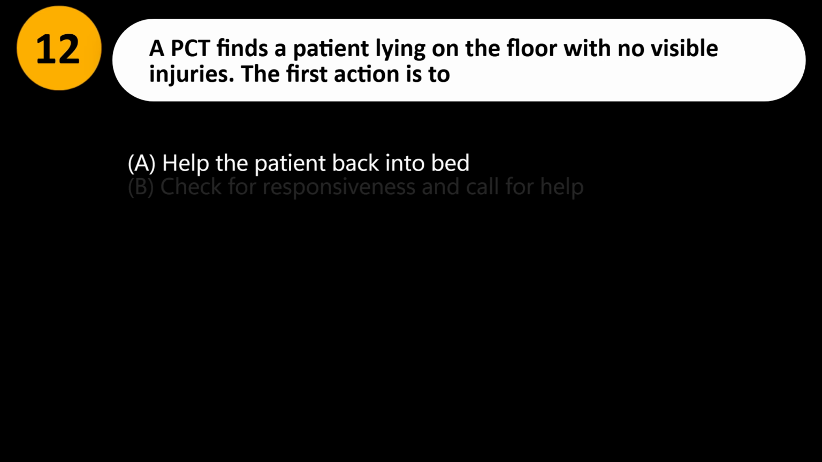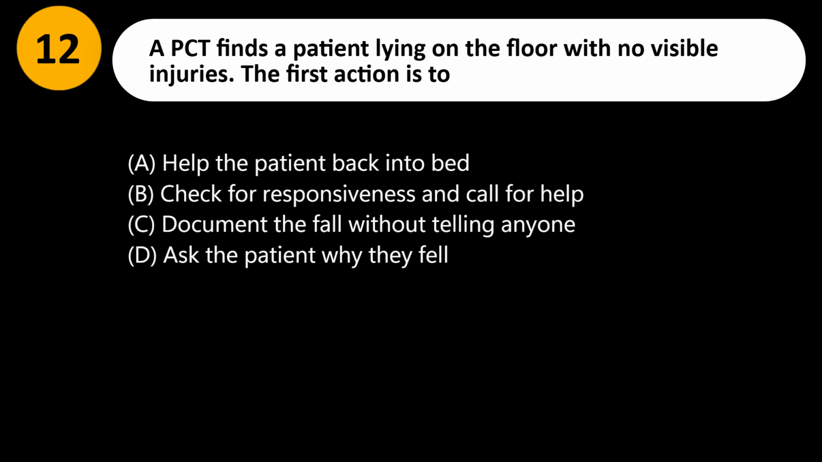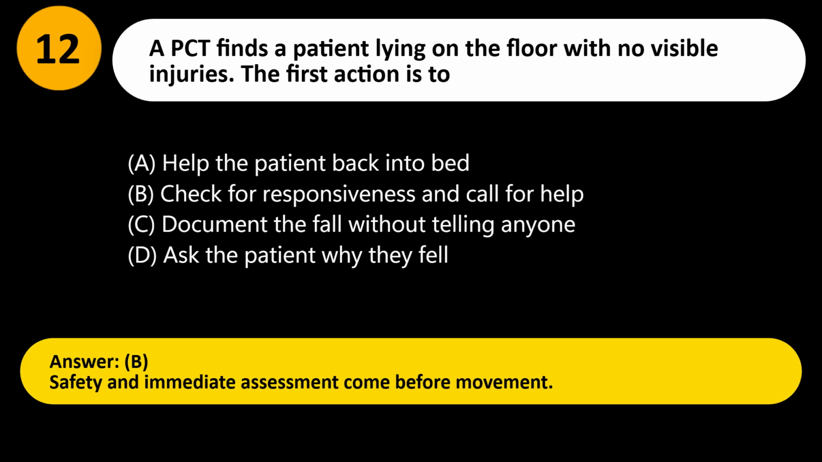A PCT finds a patient lying on the floor with no visible injuries. The first action is to: A. Help the patient back into bed. B. Check for responsiveness and call for help. C. Document the fall without telling anyone. D. Ask the patient why they fell. Answer: B. Safety and immediate assessment come before movement.